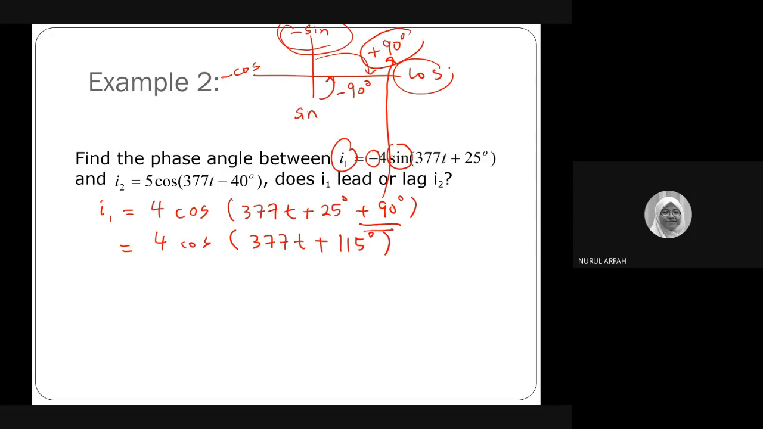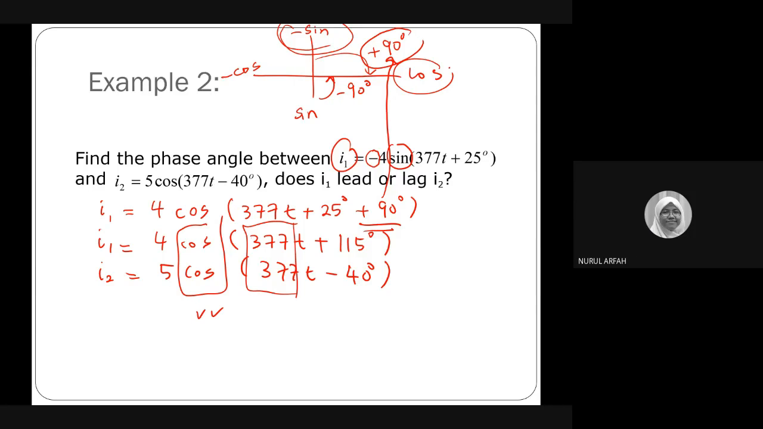Okay, the next step is your I2. 5 cosine 377t minus 40 degrees. Okay. Are these two the same or not? Same. Very good. What about these two? Same. Yes. Now you can compare these two signals. If these two are the same, then you can compare the signals. What does it mean to compare? Okay, next step. Okay, what is that 377?